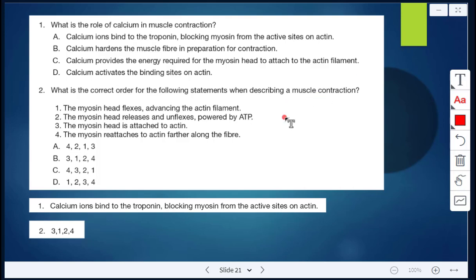And question 2, what is the correct order for the following statements when describing a muscle contraction? So the correct order is number 3, the myosin head is attached to actin. The myosin head flexes, advancing the actin filament. The myosin head releases and unflexes, and that's powered by ATP. And then lastly, the myosin reattaches to actin farther along the fiber.